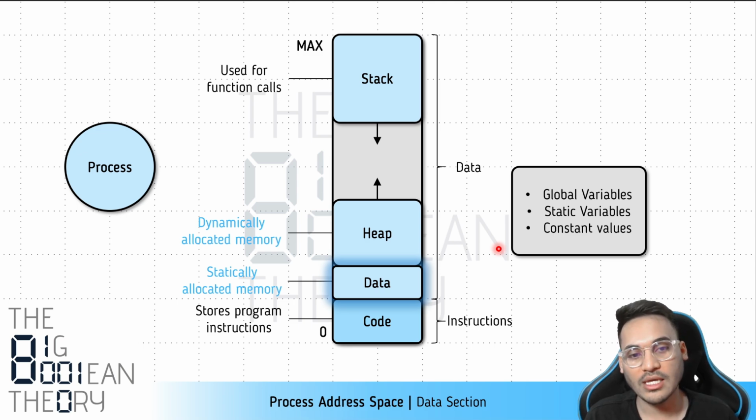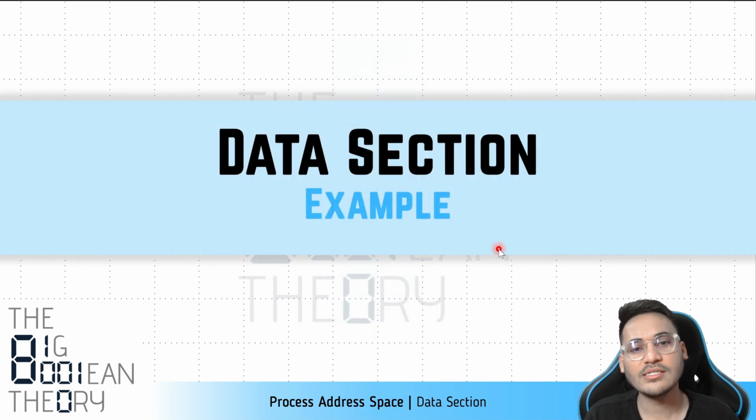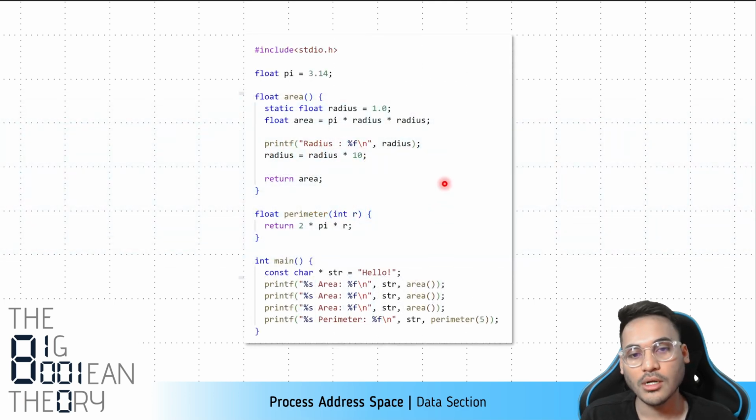For that, let me take an example. Let's understand the data section and the objects that go on it with an example. Here I have a simple program for you. It's a piece of code written in the C language. What does this code do? It computes the area and the perimeter for a circle. Let us see what the different data structures and variables in this code are.